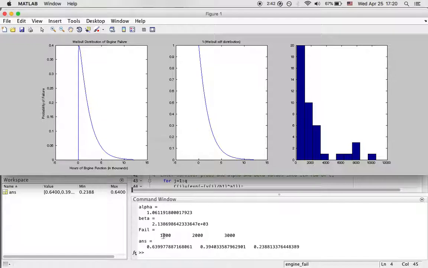And from the output we can see the probability that the engine will last longer than 1,000, 2,000, or 3,000 hours in this order, where the probability of reaching 3,000 hours is about 24%, which we can see right here in our 1 minus CDF graph.